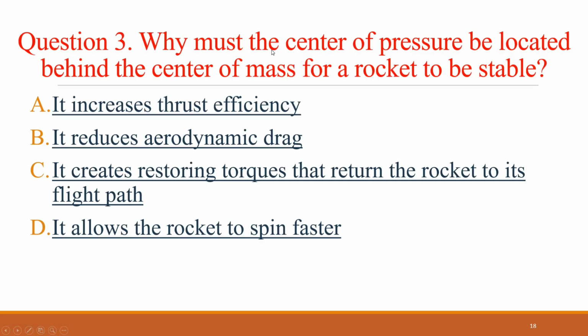Question 3. Why must the center of pressure be located behind the center of mass for a rocket to be stable? The correct answer, it creates restoring torques that return the rocket to its flight path.